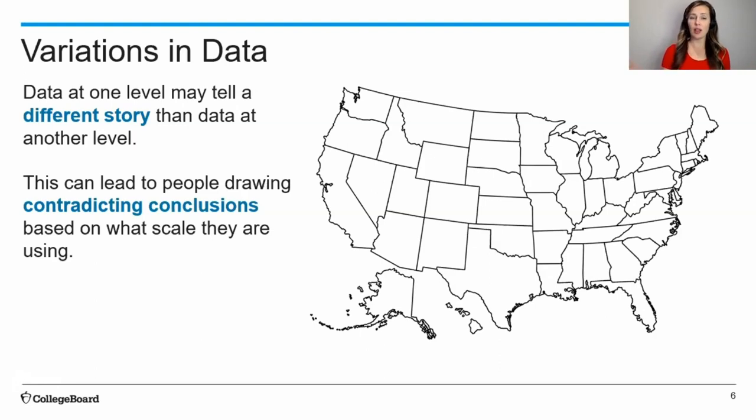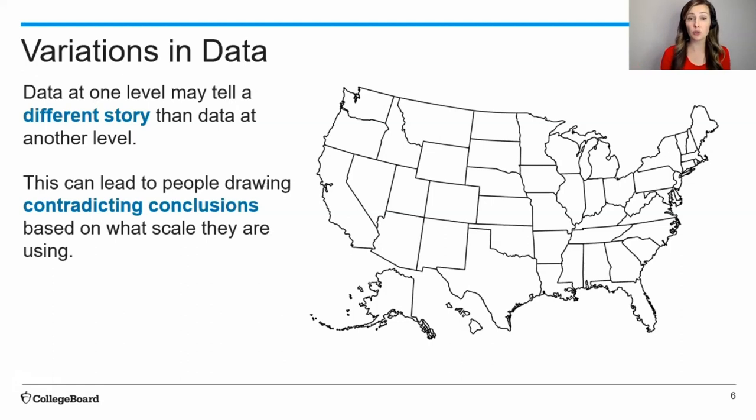So for example, let's imagine that there is a disease that is spreading throughout the United States. Now, someone might look at the United States at a whole national scale and say, no, there's not very much spread of the disease. In fact, the trend is downward. There are fewer cases of this particular disease.